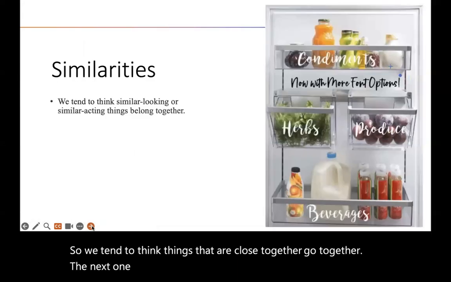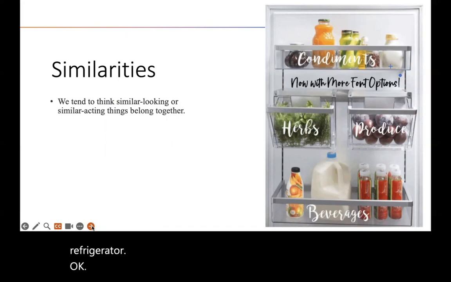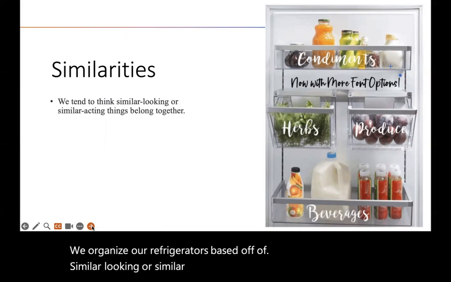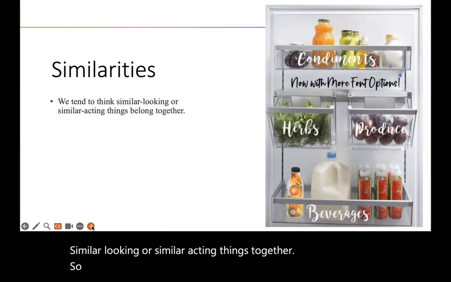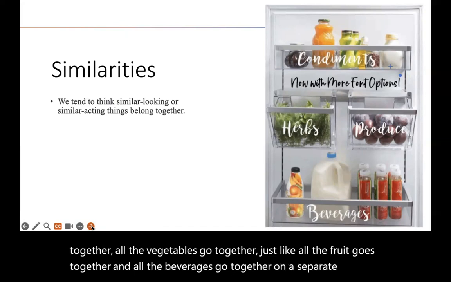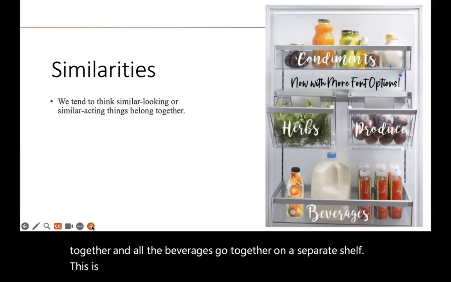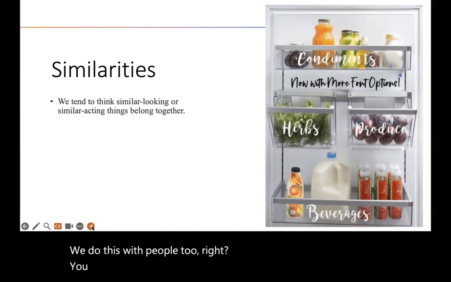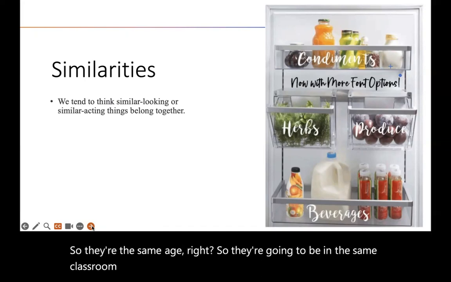The next one, similarities. I like to think of similarities as a refrigerator. Okay, we organize our refrigerators based off of similar looking or similar acting things together. So, such as this picture here, right? Herbs, all the herbs go together, all the vegetables go together, just like all the fruit goes together, and all the beverages go together on a separate shelf. This is organizing by similarity. We do this with people too, right? You think, oh, okay, this kid goes with this kid, so they're the same age, right? So they're going to be in the same classroom together. Similarities.